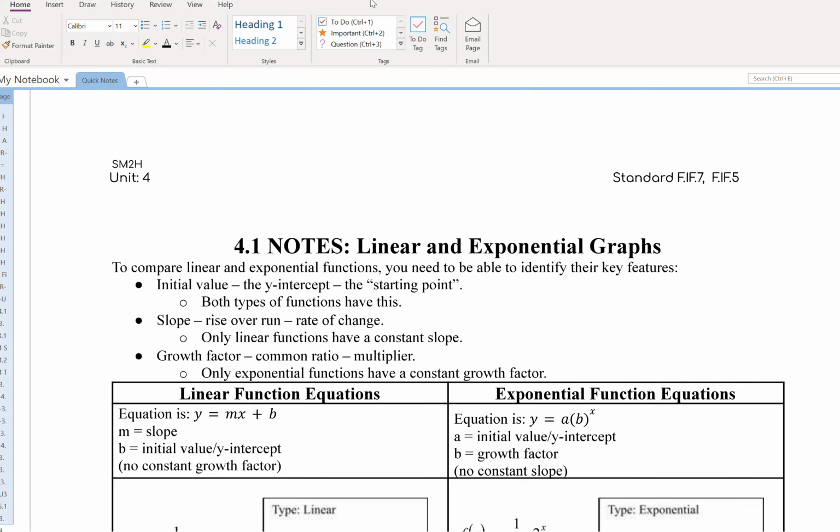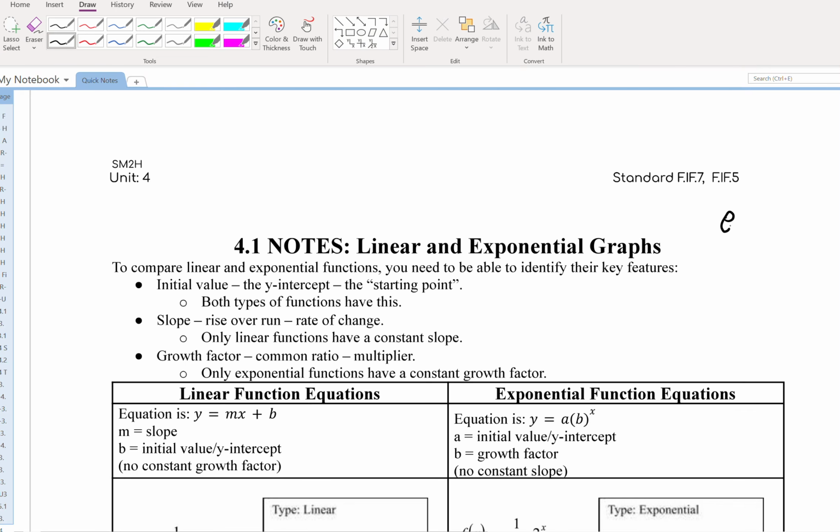This is on how to compare linear and exponential graphs, and we're going to do that with equations, with graphs, and with tables, and kind of want to be able to work between any of those three ways. So first off, we're going to talk about these three things.